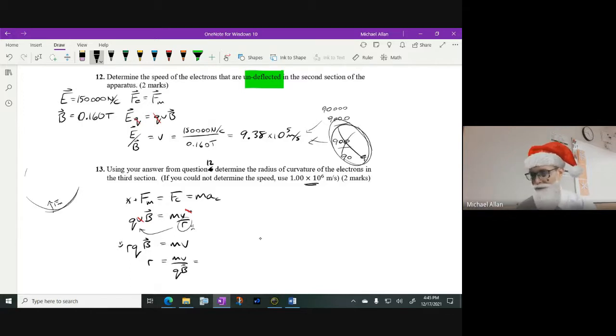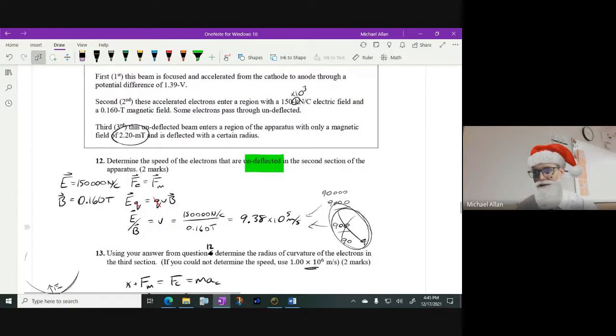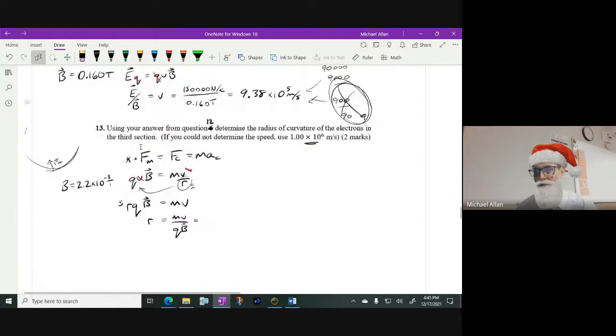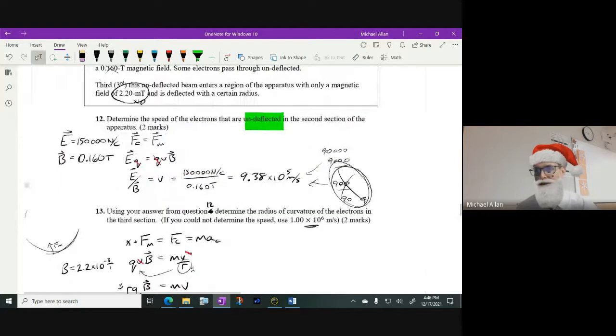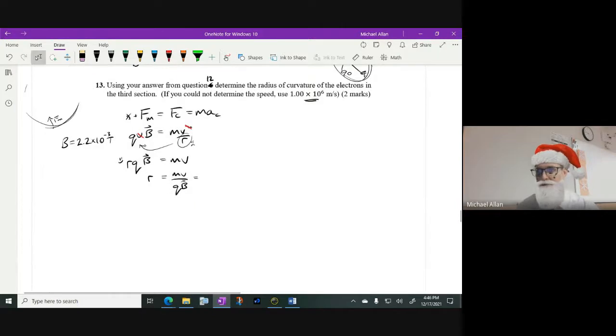So plugging all the numbers in, make sure you use the proper B value here. This is going to use the 2.2 times 10 to the negative 3 Teslas. That's here, not this one here. So I'm going to use it for the third part. So there's different Teslas here. It's also a milli. That's times 10 to the negative 3, right?